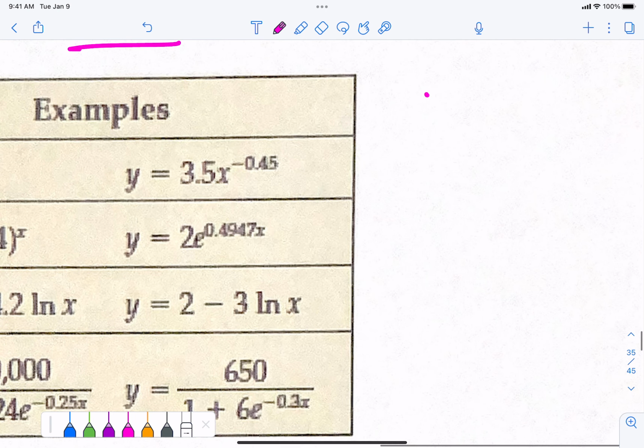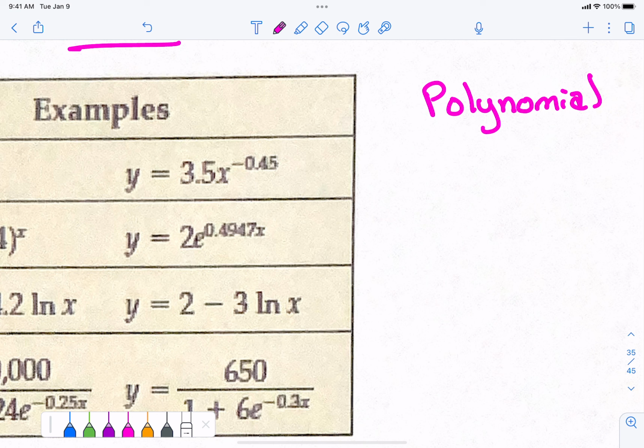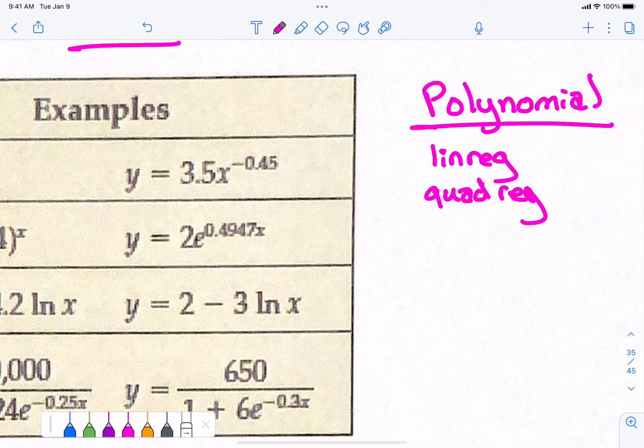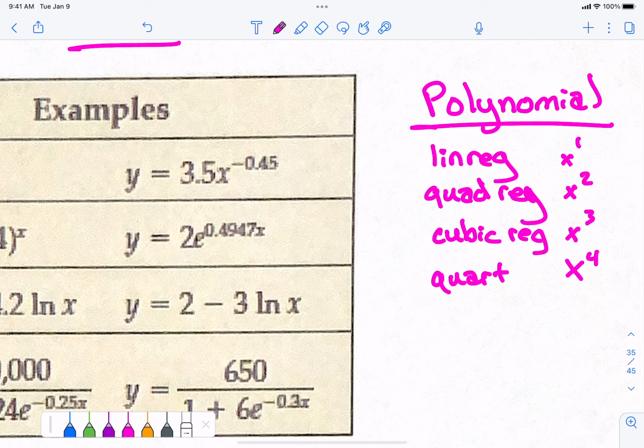The functions that we've done so far have all been polynomial functions. If we want a linear function, we would go LinReg. If we want a quadratic function, we would go QuadReg. A linear function is x to the first power, a quadratic function is x squared. We've done cubic, we've done quartic. I think quartic is the highest it goes. So we do CubicReg, and we've done QuartReg. Then we put the data in there and it will spit out a function, right?